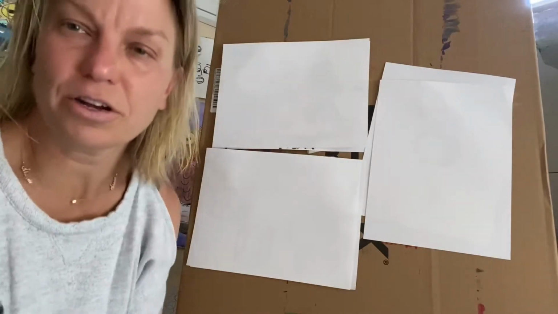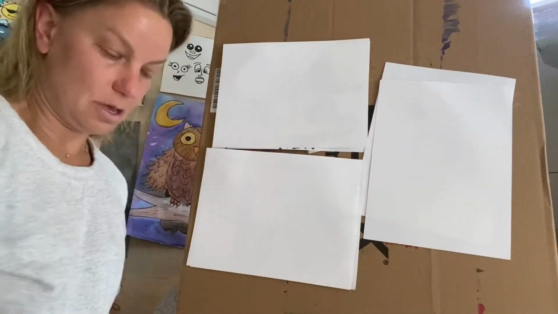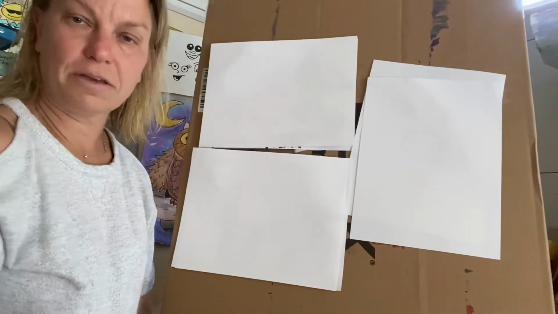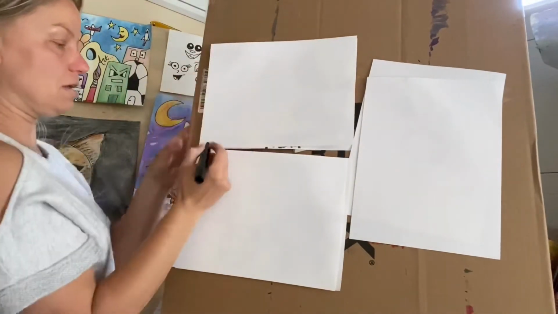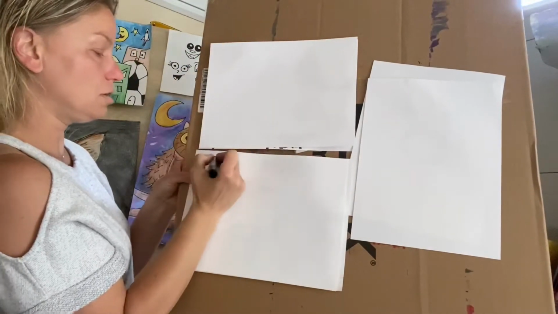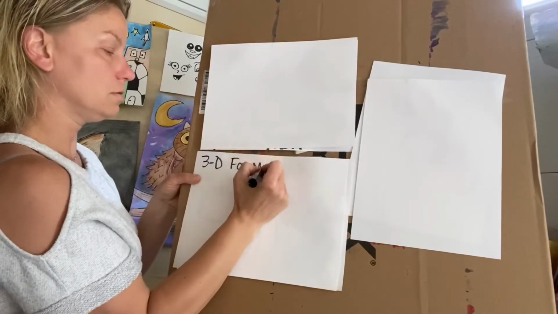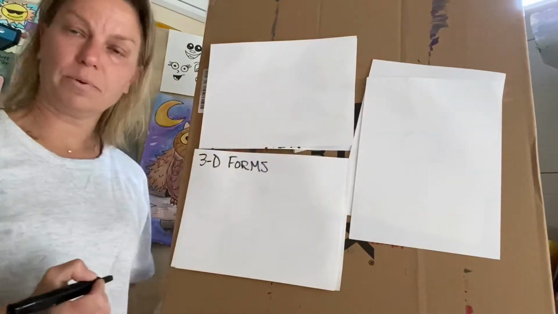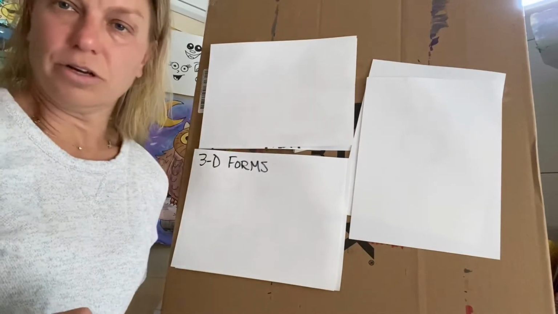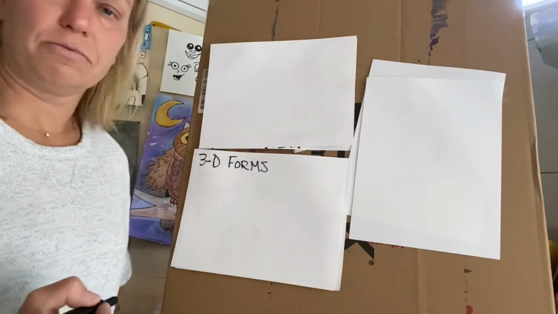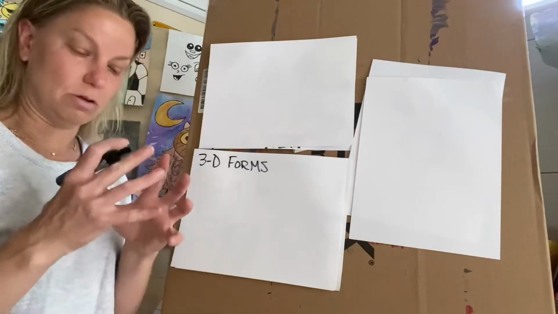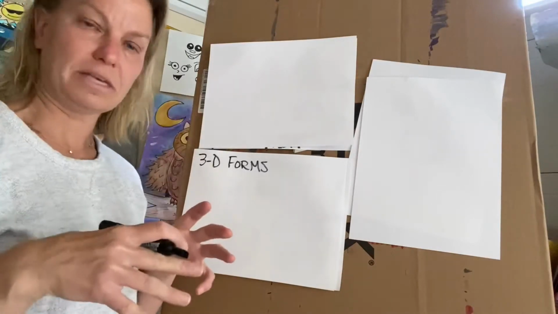I'm going to use a marker. I suggest that you use a pencil when you draw your 3D forms. So I'm going to start down here, 3D forms. Again, when a shape is three-dimensional, it's not a shape anymore, now it becomes a form because it has volume. It means you could put something inside, there's space in it.